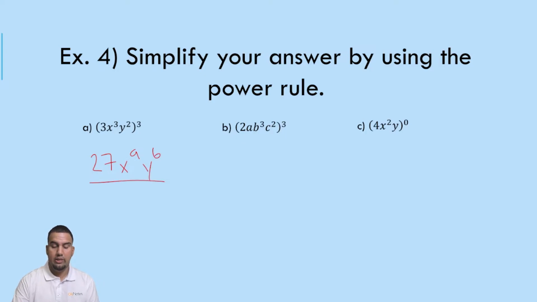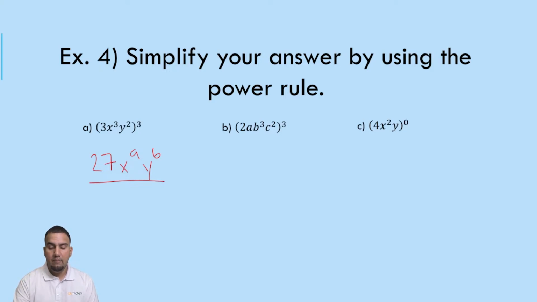And that's my final answer. Now, the tricky part about this is notice what happened. For the actual numbers, I raised it to that power. 3 cubed is 3 times 3 times 3, which gave me 27. But to the bases, I actually multiplied all the exponents. That's called the power rule.